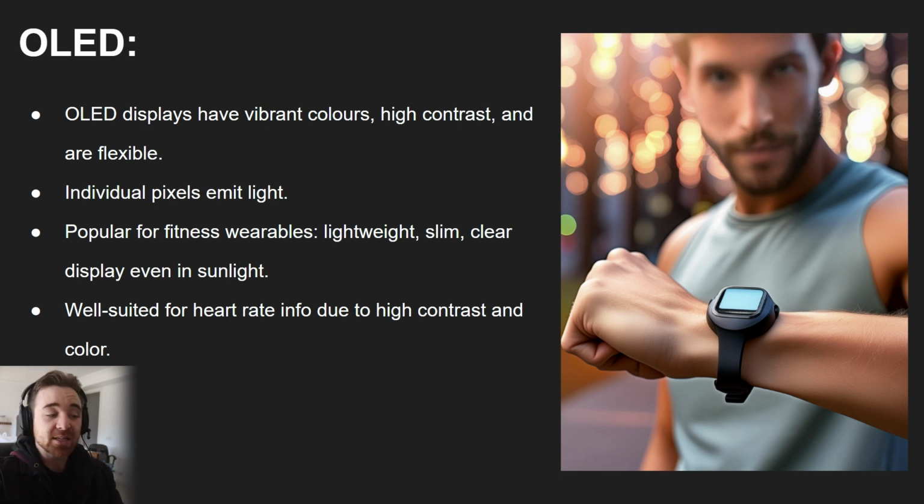So for this, you basically need to understand OLEDs are generally used for fitness wearables, and they are able to achieve a true black because the individual pixels are the ones that emit light. There's not a backlight. Now, hopefully that makes sense. We'll go ahead and get straight into the other options here.